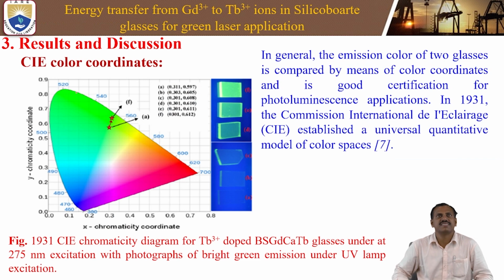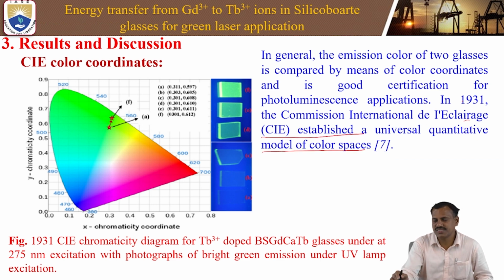So this is the CIE color coordinates of the terbium 3+ doped silicoborate glasses. We calculated these CIE color coordinates using the model established in 1931 by the Commission Internationale de l'Eclairage, CIE, the universal quantitative model of color space. By using this theory, we are calculating the color coordinates of the terbium 3+ doped silicoborate glass.